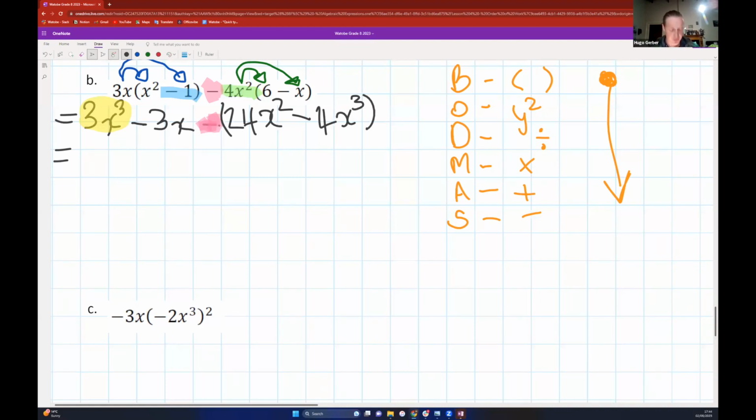Now, before we group the like terms, let's just get these brackets out of the way again. I'm going to have 3x, the rest stays the same. 3x to the power of 3 minus 3x. That stays the same. Now we're going to get these brackets out of the way. My negative 24x squared. And then another negative multiplied by negative, and that's going to be a positive. Well done.